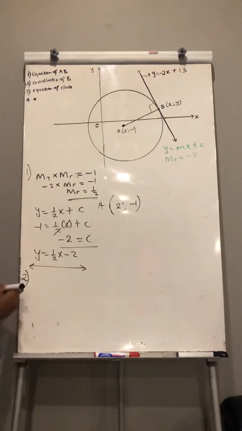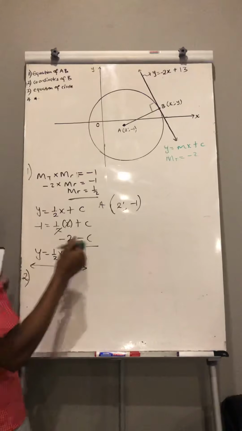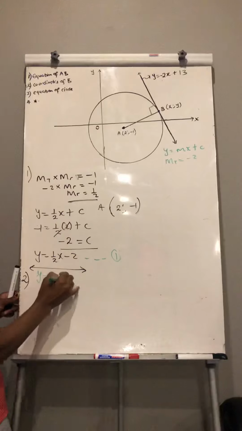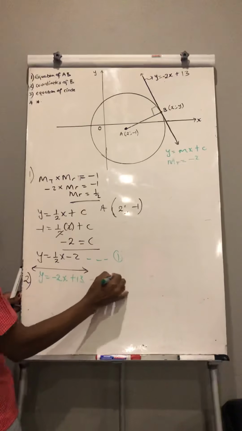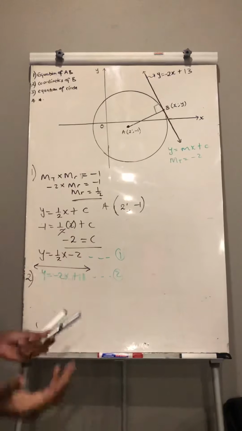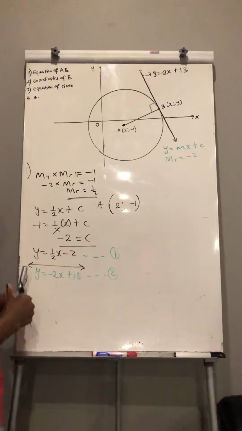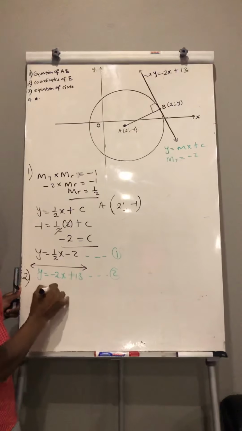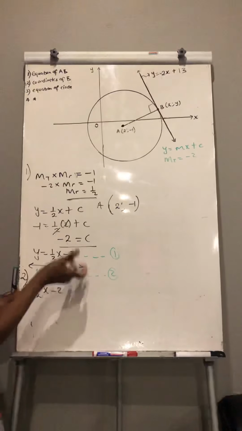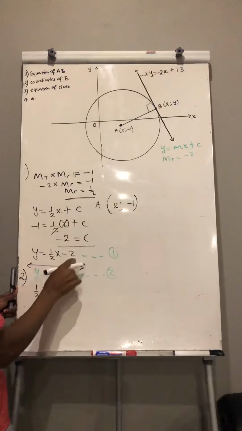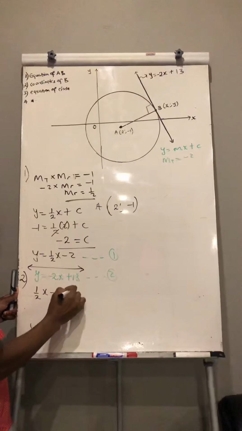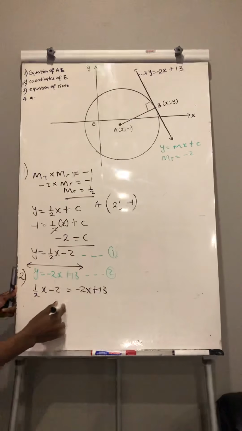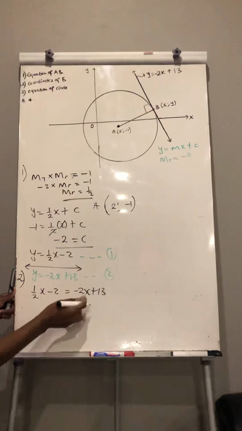So we have this equation right here. I can call it equation 1 right here, and then I can bring that one over here and say y = minus 2x plus 13, that will be our equation 2. If we want to solve these things simultaneously, we can do so. It's easy to do. So I am going to just say half x minus 2. Since y is equal to y, let's just equate the two equations. Half x minus 2 is going to be equal to minus 2x plus 13. This is child's play for everyone, so I'm not going to take too long.